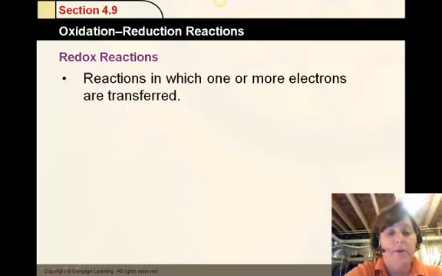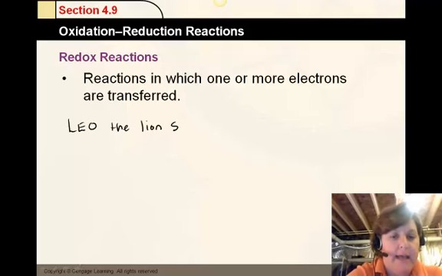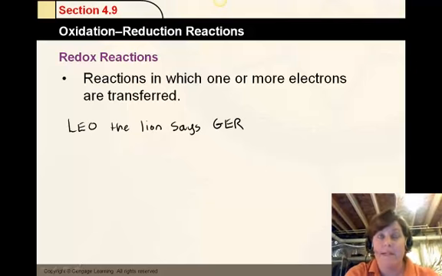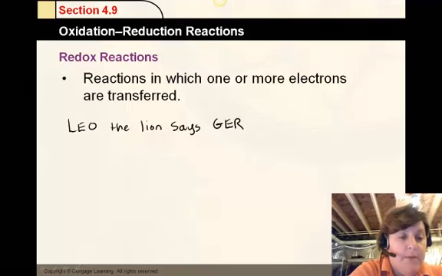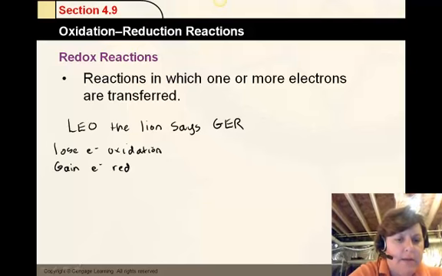So you can remember it by this little phrase: Leo the lion says, grr. What does that mean? LEO means lose electrons, oxidation, and GER means gain electrons is reduction.